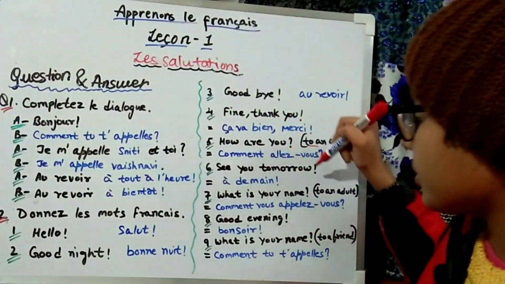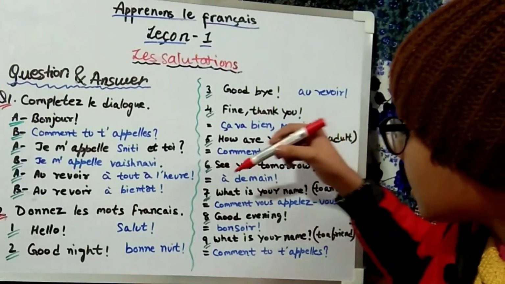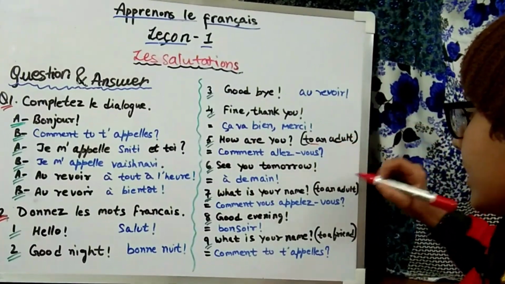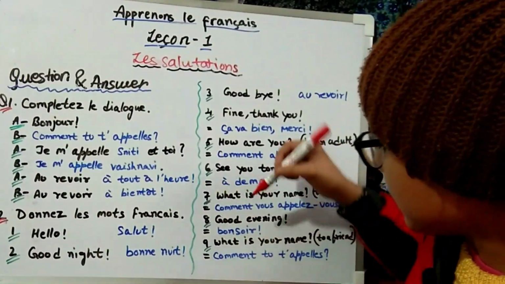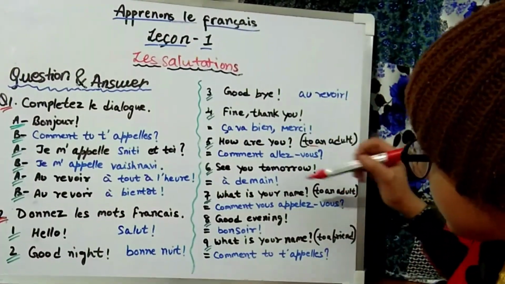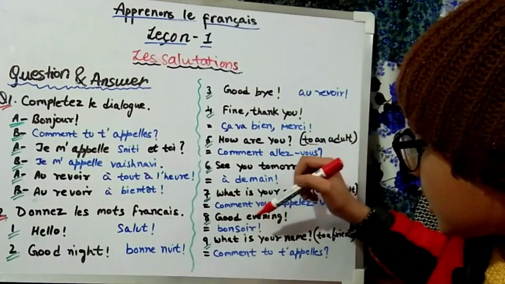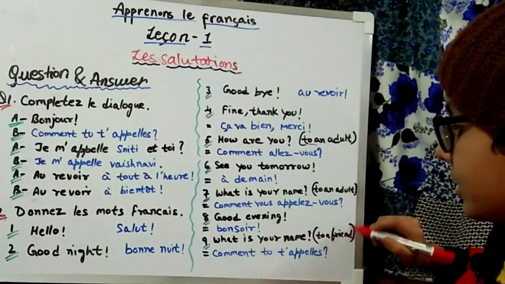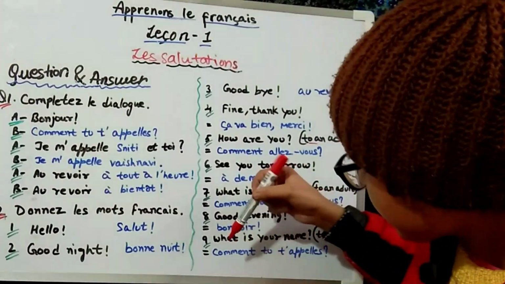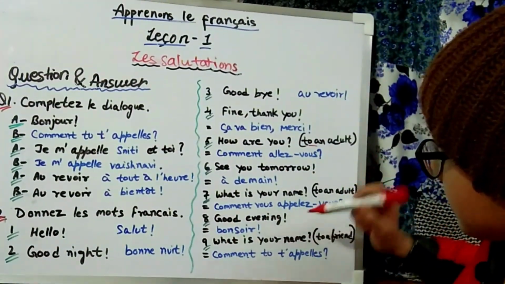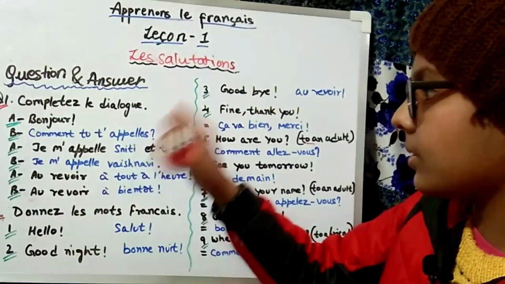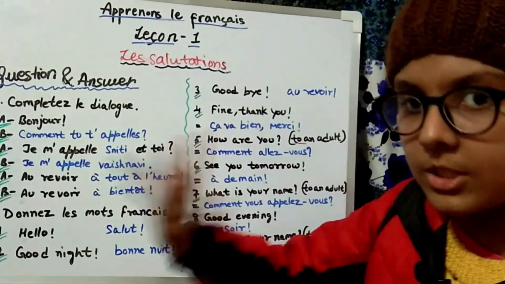And see you tomorrow is à demain. What is your name to an adult, so it is formal: Comment vous appelez-vous? Good evening, bonsoir. What is your name to a friend, so it is informal: Comment tu t'appelles? So that was all for question number 1 and 2. Now going to question number 3 and 4.